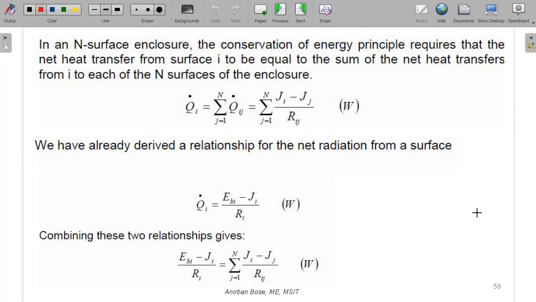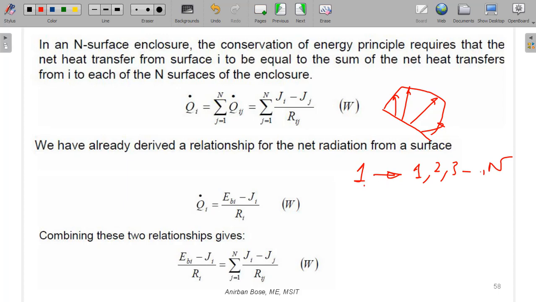Now similarly, as we have done earlier, suppose there is an enclosure with other surfaces, and you want to find out the total heat transferred from one surface. It will definitely transfer to other surfaces. From surface 1 it will transfer to surfaces 1, 2, 3, up to n, if there are n surfaces. So you have to apply the same space resistance between 1 to 1, 1 to 2, 1 to 3, like that, and add them all.